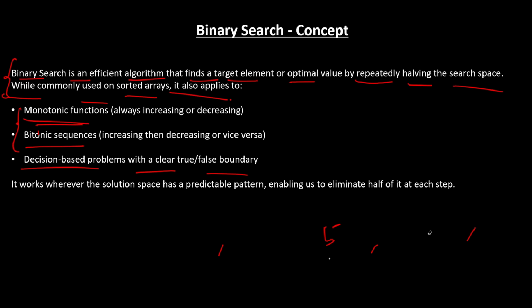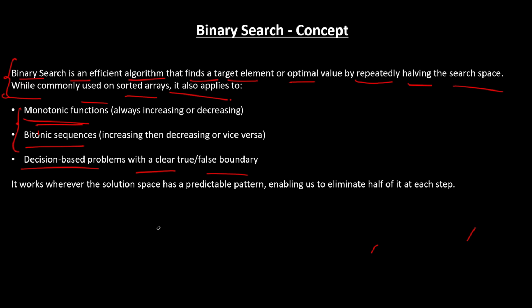Then comes the bitonic sequences. Bitonic sequences are basically where first it goes on increasing manner, then it goes on decreasing manner, and then it goes on increasing manner again, right? Or it goes vice versa. It goes decreasing, then it goes increasing, this way. These are the sequences I have given you.